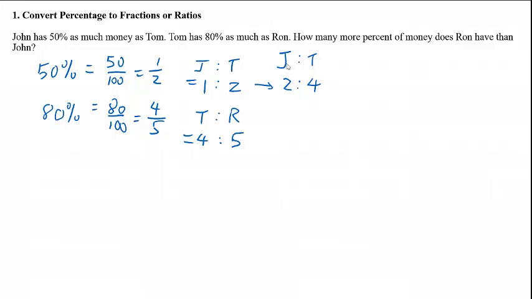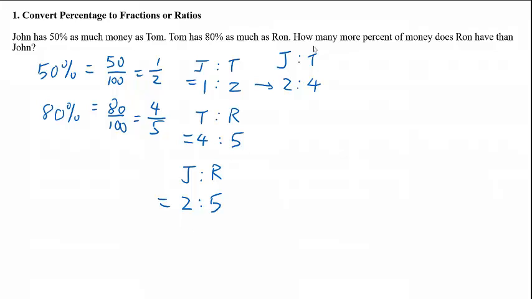So when Tom has the same number, we can compare John and Ron. In this case, John has 2 units, while Ron has 5 units. So the ratio between John and Ron will be 2:5.